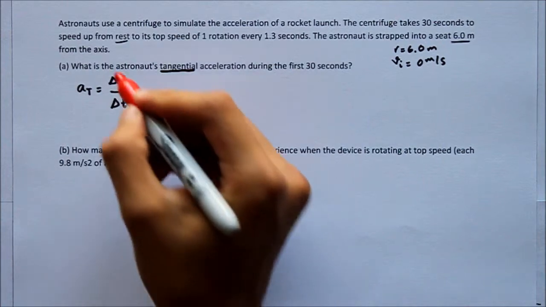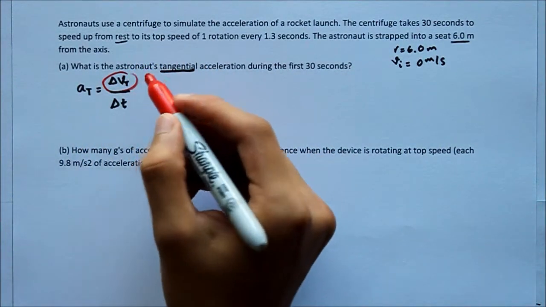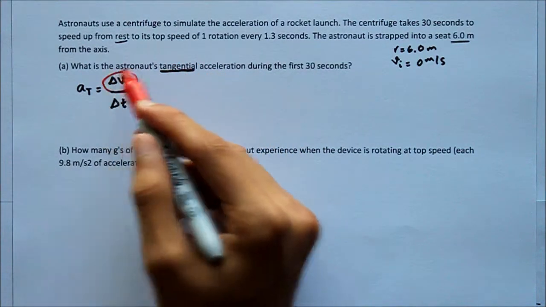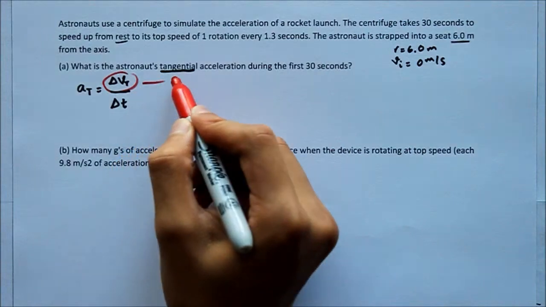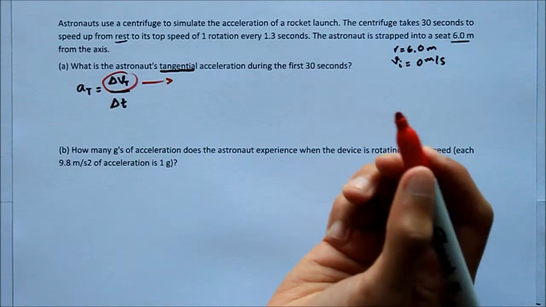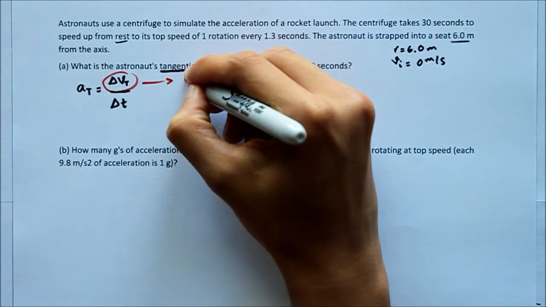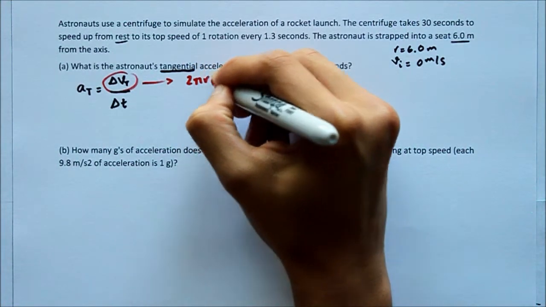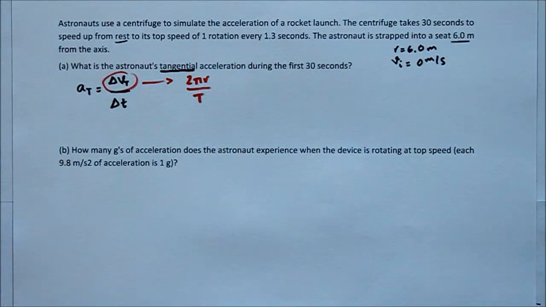And now, for this value right here, the change in tangential velocity, we recognize that our initial velocity was 0, so the only thing that's going to impact it is the final velocity. And how we get the final velocity is, if you remember, it's 2 pi r over T, the period. So that's our equation for tangential velocity.